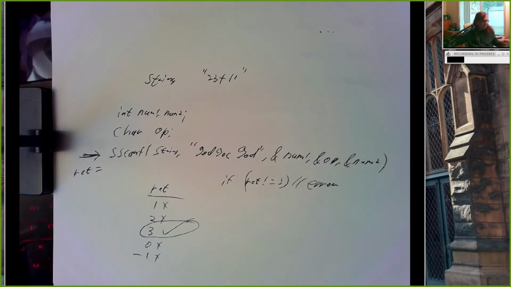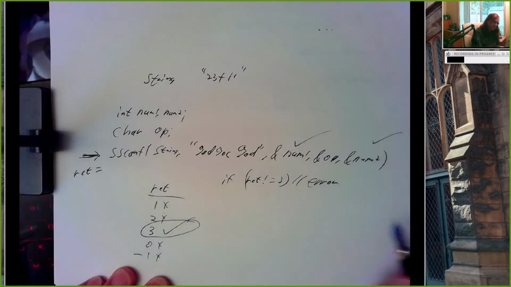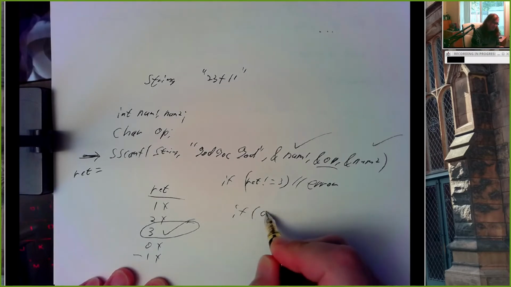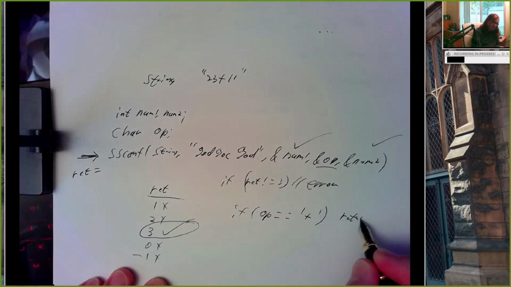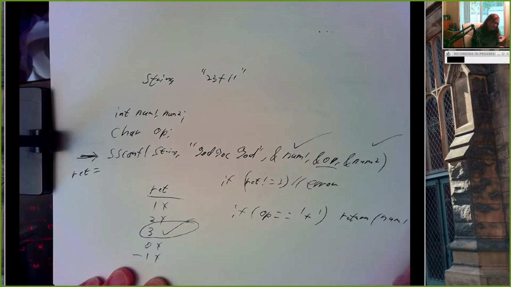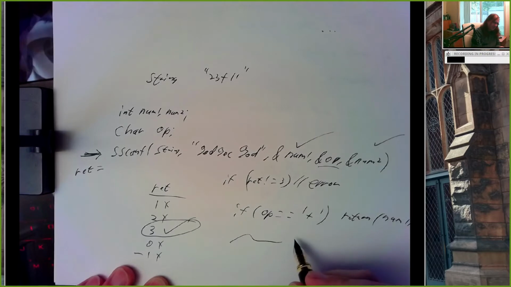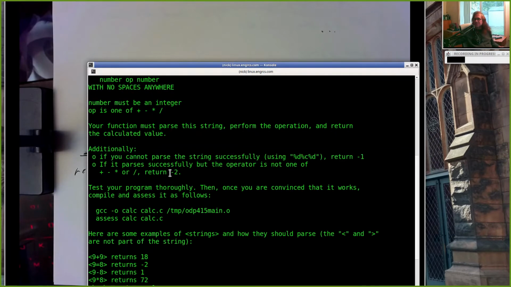If it does parse successfully, then what do you have? You have a number stored in num1, a number stored in num2, and an operator stored in OP. And so if OP is equal to plus, then you want to return the sum of your arguments, num1 plus num2. If the operator is equal to minus, then you want to return num1 minus num2, and so on. If it's not equal to any of those, that's an error, and in that case, error with the argument, you want to return -2.